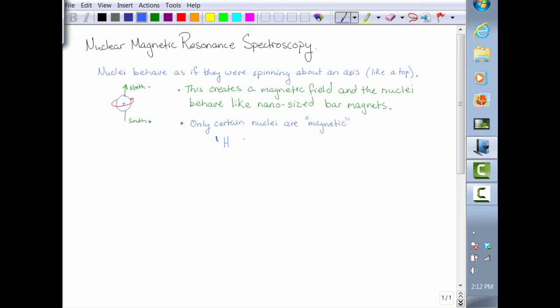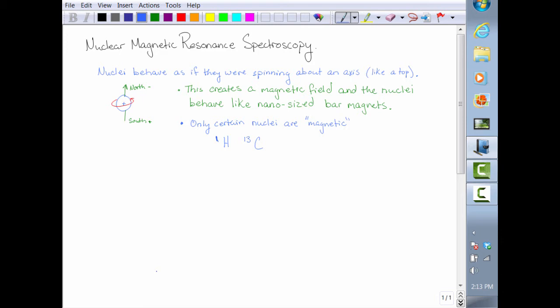Another common one that we will look at in organic chemistry, but mostly second semester, is carbon-13. Does anybody know the most common isotope of carbon? Carbon-12, yeah. Carbon-12 is not magnetic, but carbon-13 is. And we can use carbon-13 because there's actually a very small amount of carbon-13 in everything. It's only about 1% of the total carbon, but it's enough that we can use it to measure things about molecules.